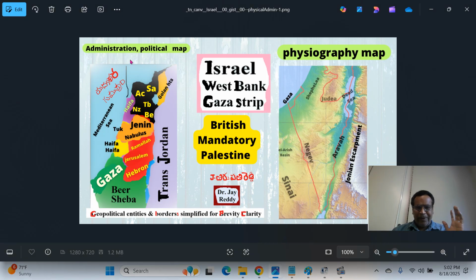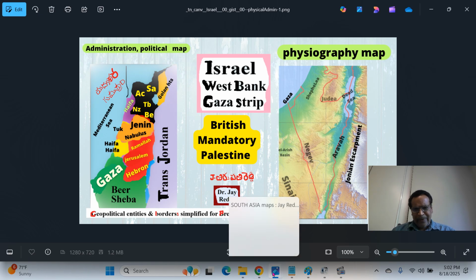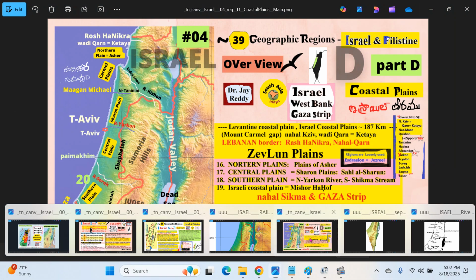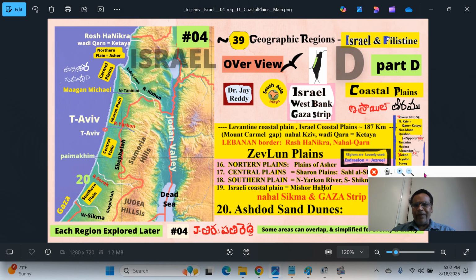When compared to standard political administrative maps, which are two-dimensional, physiographic maps will tell you the physical orientation of the landscape or habitat, showing the mountains, rivers, plains, Piedmont, and various physical features: Negev Desert, Arava Valley, Dead Sea, coastal plains, Levant Sea, and so on. So this will give you a broader and deeper understanding of a region.